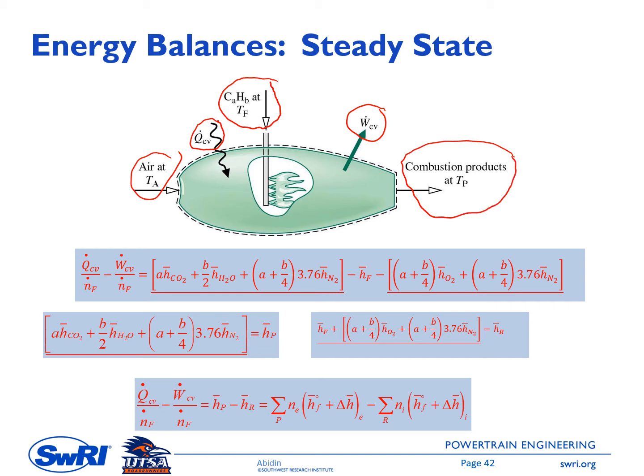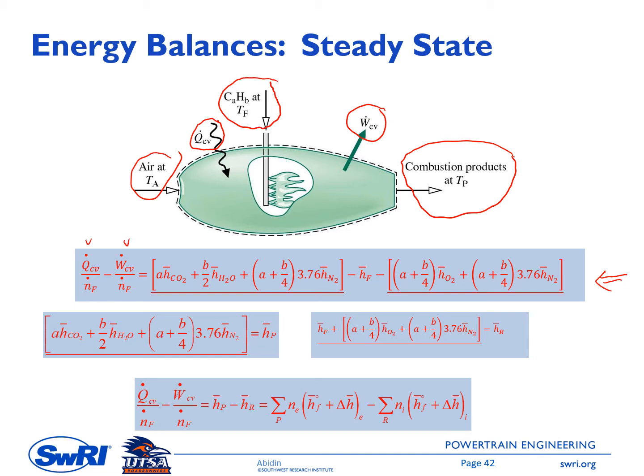Okay, this is a control volume system at steady state, and by applying the conservation of energy, we can get this formula. On the left side, we have Q_CV. All parameters here are per mole of fuel, n_F here. Or because there is a dot here, it is the mole flow rate of the fuel, n_F. So the first term here is Q, and then this one is the work.